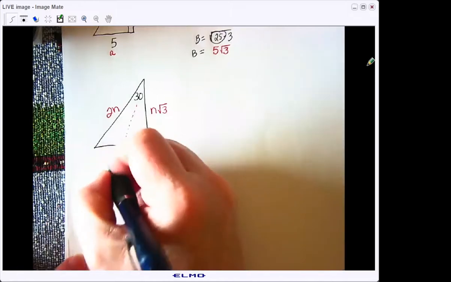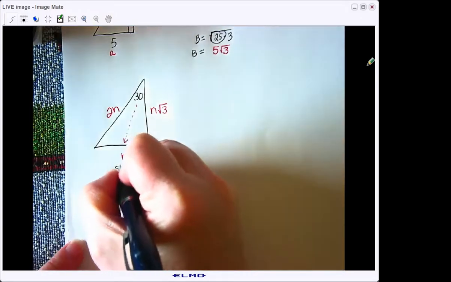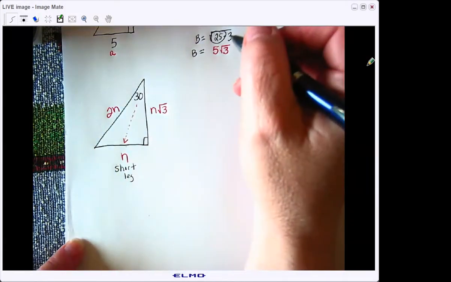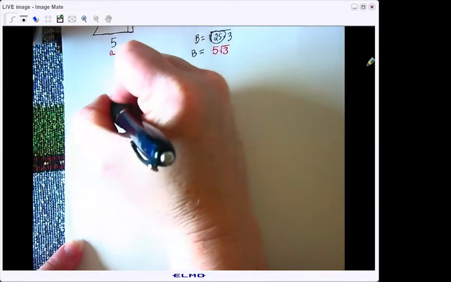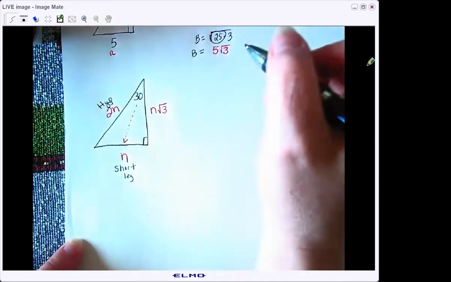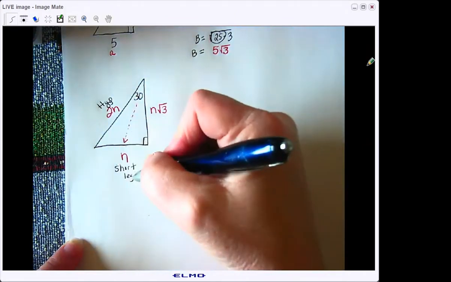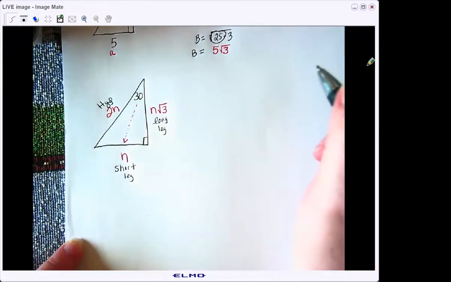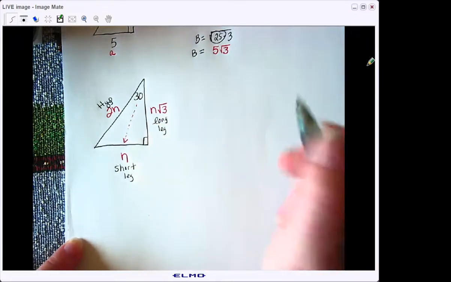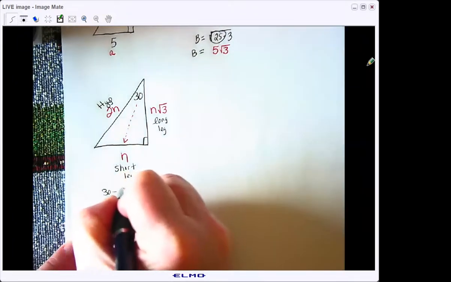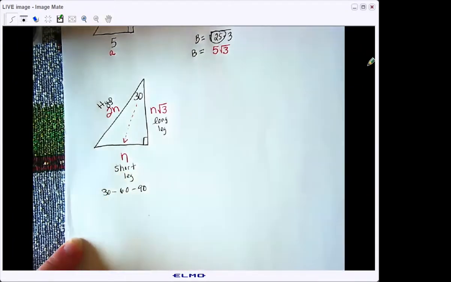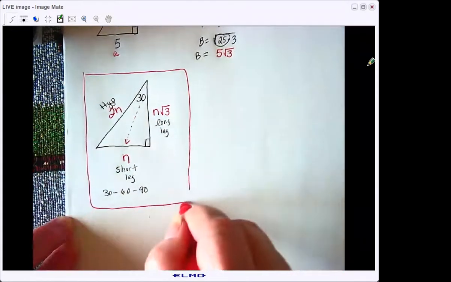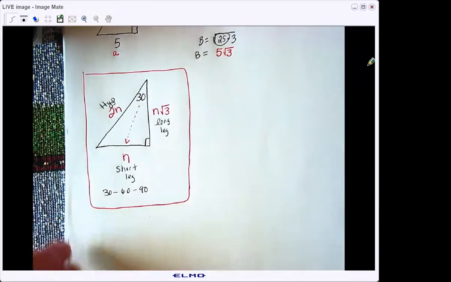So we're going to call this the short leg, just so we're all calling it the same thing. We'll call this the hypotenuse. And this, if this is long, short, this will be long. So this is the long leg. And this is our 30, 60, 90 triangle. We're going to put a big box around that. That's what we're going to be referring back to, these relationships.